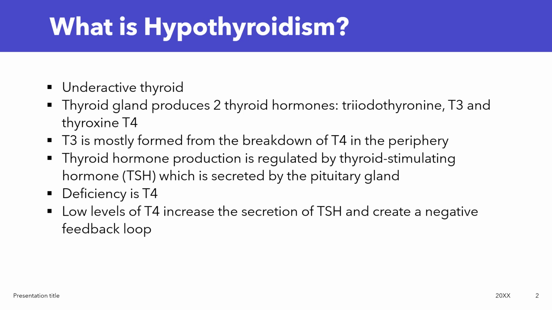And TSH is secreted by the pituitary gland, which is why TSH is also one lab that your provider will check their value to see if you have a thyroid problem. With hypothyroidism, there's also a deficiency in T4. So low levels of T4 increase the secretion of TSH, and that creates a negative feedback loop. So with hypothyroidism, you'll have low levels of T4, but then you'll have a high level of TSH.